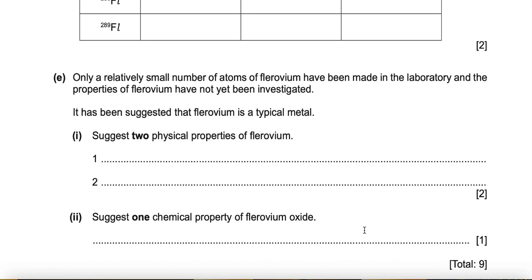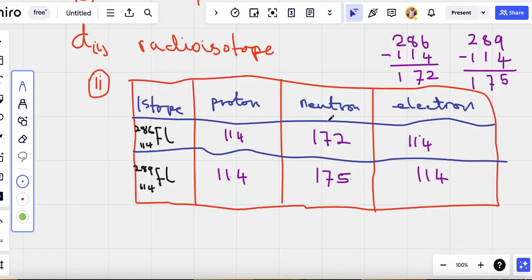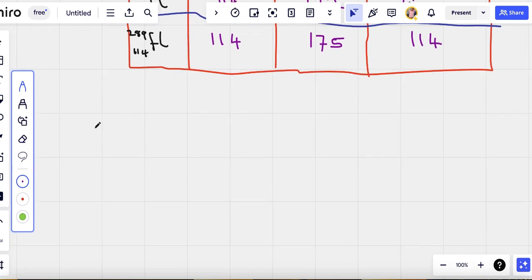So, give two physical properties of flerovium. If it's a metal, they are indirectly asking you to give two properties of metal. So it's easy. This is question 2E Roman figure 1. It says suggest the property of metal, indirectly, because they are asking you to suggest the physical properties of flerovium.